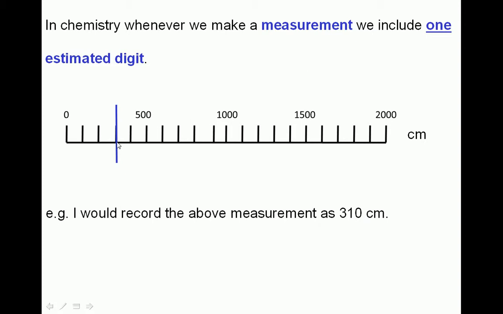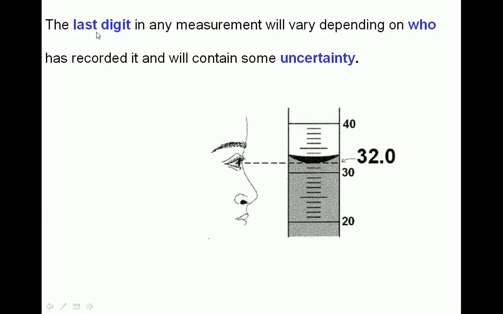Some people would say, no, it's not 310, it's clearly just 300. But it's going to depend upon the skill of the observer. This one here, there is some uncertainty about that digit. The last digit in any measurement will vary depending on who has recorded it and will contain some uncertainty.